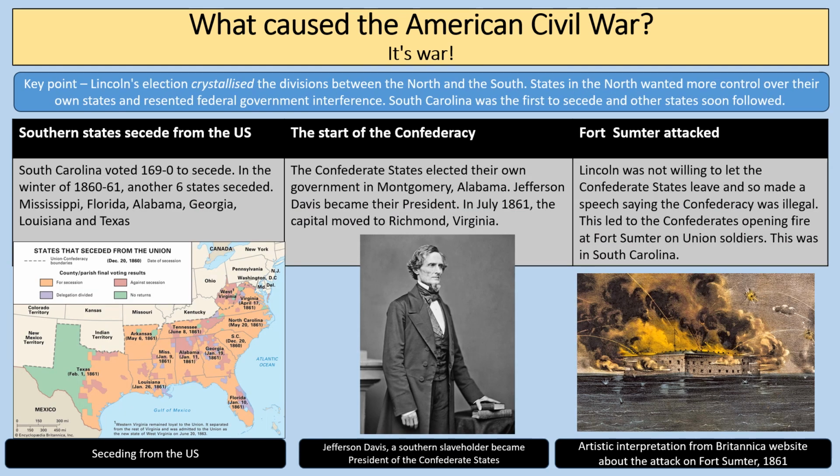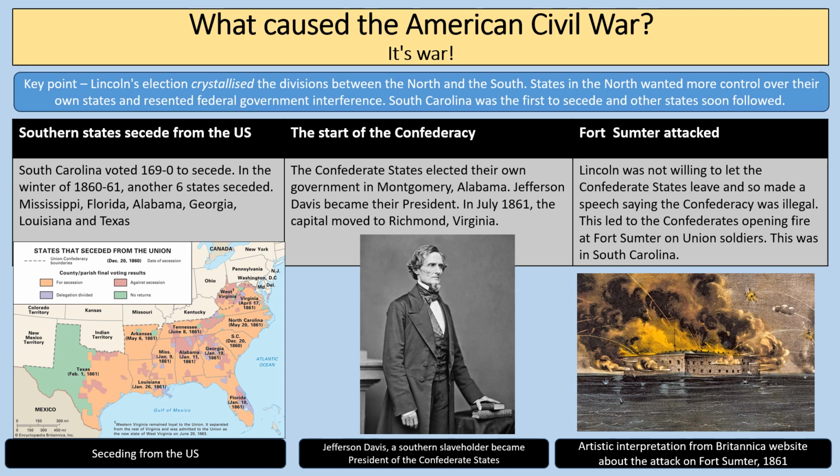So this had quite a dramatic effect, Lincoln's election as president. It crystallized, that's a nice historical language to use, the divisions between the North and South. States in the South wanted more control over their own states and resented the federal government interference. This is where you can talk about states' rights. South Carolina was the first to secede, and other states soon followed. So only a few days after the presidential election, South Carolina voted 169-0 to secede, and in the winter of 1860-61, another 6 states seceded: Mississippi, Florida, Alabama, Georgia, Louisiana, and Texas.